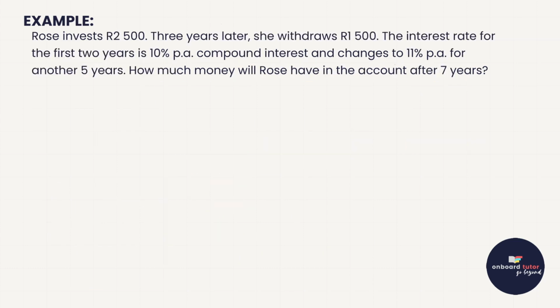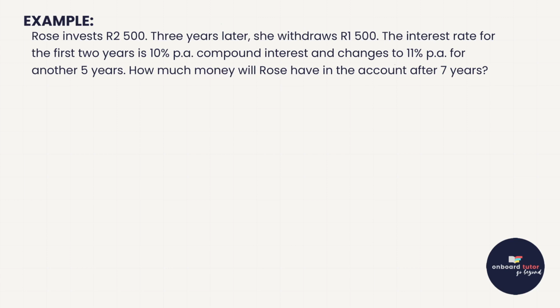Another thing that comes up in grade 10 maths, so we've got the hire purchase, we've got inflation, is this thing of timelines. So have a look at this person. Rose invests 2,500 Rand. 3 years later, she withdraws 1,500 Rand from that investment. The interest rate for the first 2 years is 10% per annum compounded, and then it changes to 11% per annum for a further 5 years. How much money will Rose have in the account after 7 years?